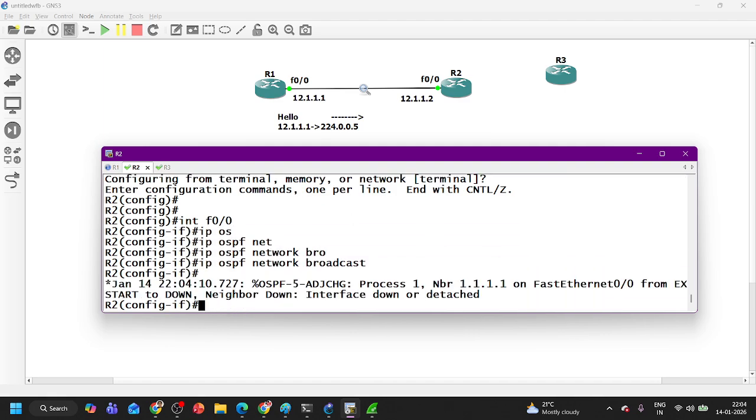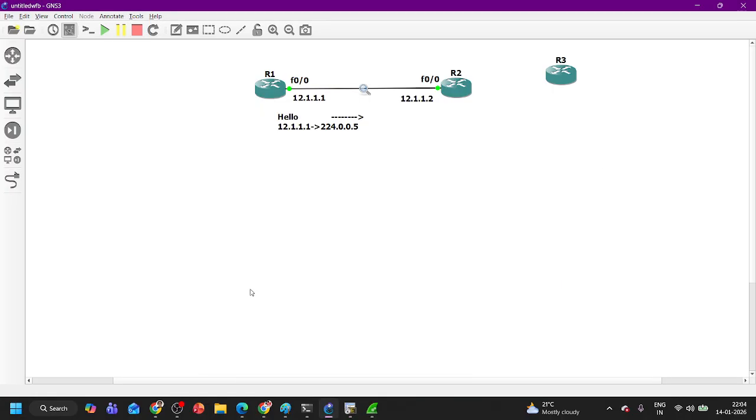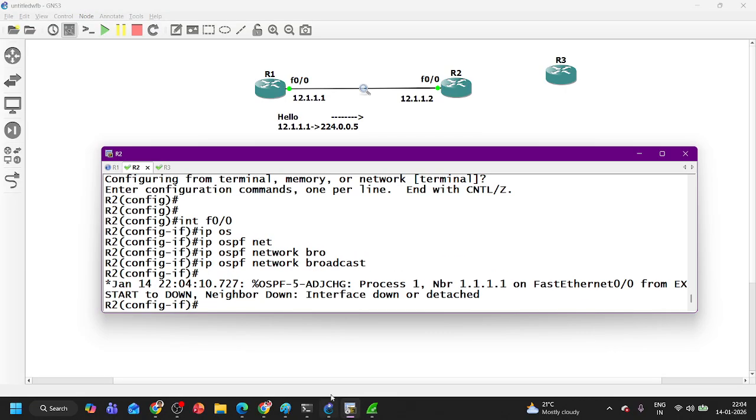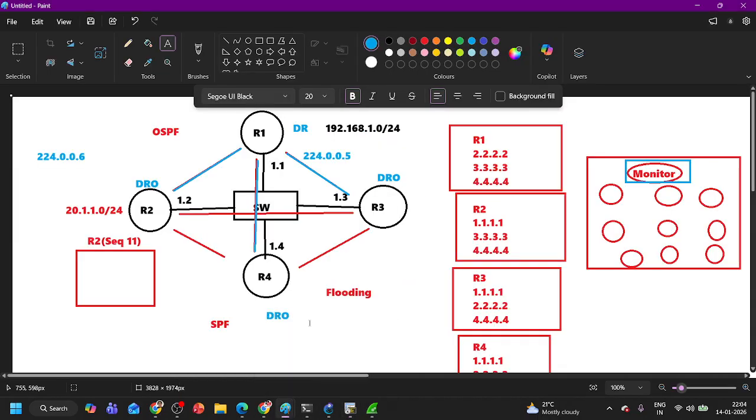Interface F0/0, ip ospf network broadcast. Now DR BDR required. If you want any router to not participate in DR and BDR, then you can configure priority 0 there. A router interface with priority 0 never participates in DR and BDR election. If I want router number 4 to always be DR other, I can configure priority 0. For DR and BDR election, the very first parameter is priority only. Based on priority, routers are going to perform DR and BDR election.